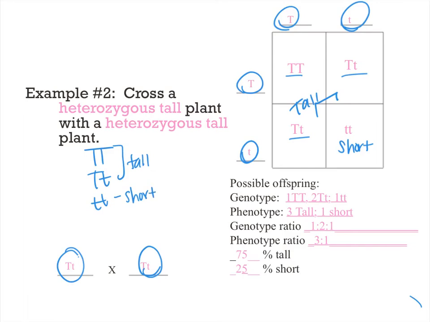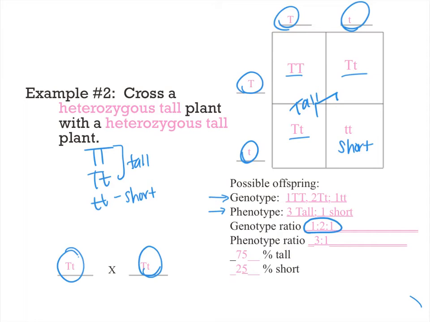So in this case, you have 3 genotypes. If you're looking down here, you have 3. 1 that is big T, big T, 2 that are big T, little t, and 1 that's little t, little t. So that makes your genotypic ratio 1-to-2-to-1. Now, you only have 2 phenotypes, tall or short.